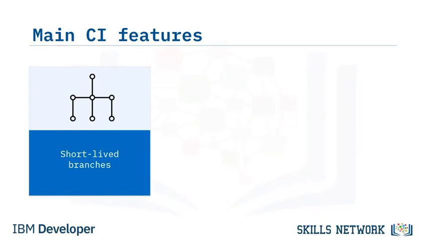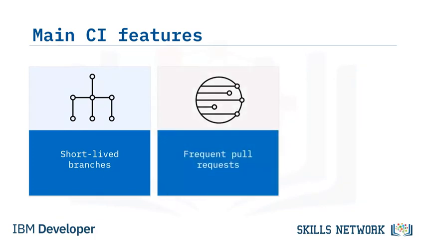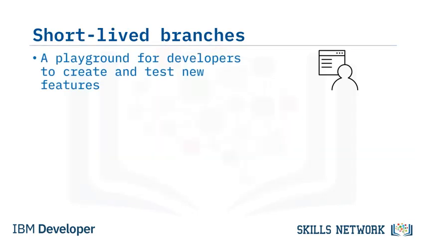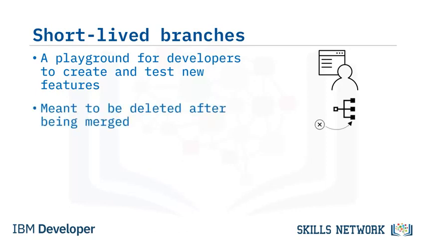The main features of CI are short-lived branches, frequent pull requests, and automated CI tools. In CI, developers work in short-lived feature branches where they develop their code. These branches are only meant for developing small features that contribute to the code so they can be merged back into the main or master branch quickly. The branch is deleted after it's merged, as its only purpose was to develop that small feature.